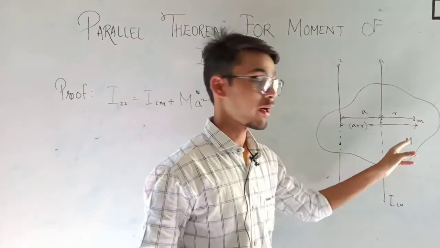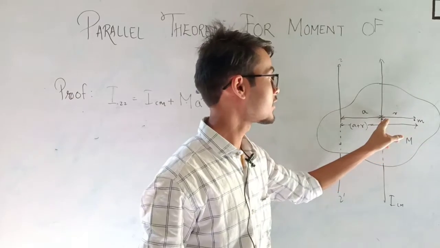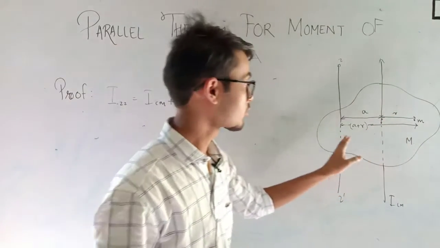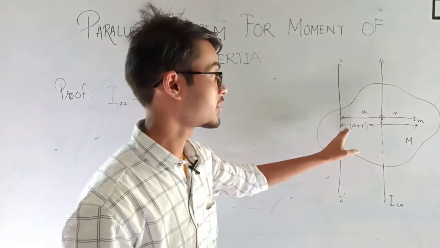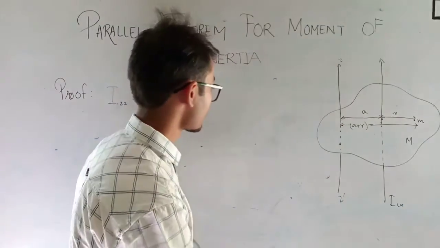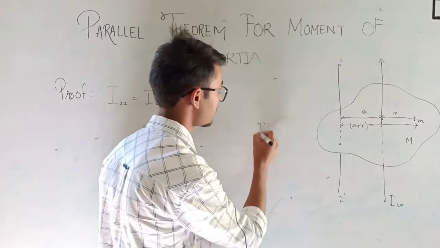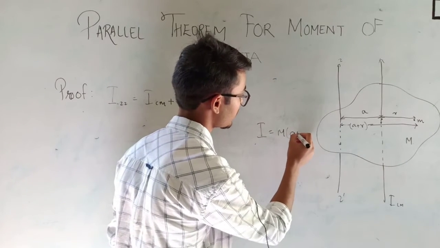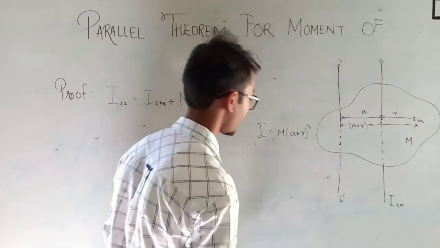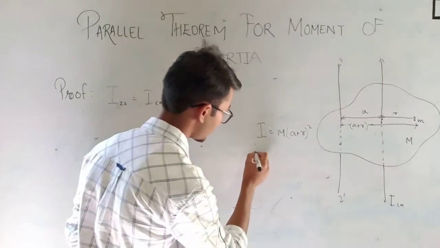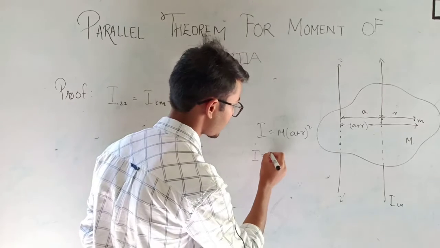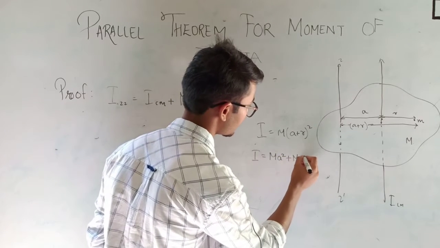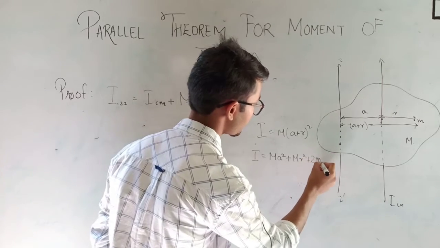Let us take a particle with mass m and distance from the center of mass r, and the total distance from the axis of rotation is a plus r. So the moment of inertia becomes m(a plus r) whole square. This becomes I equals m a square plus m r square plus 2m a r.